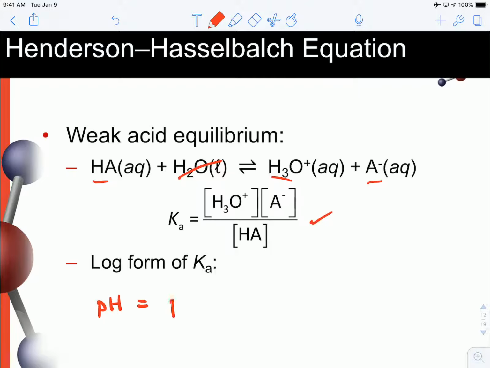It winds up being that the pH is equal to the pKa. I'm going to take the negative log of all these. pH equals pKa plus the log of A negative over HA, and of course the negative log of the Ka is the pKa.